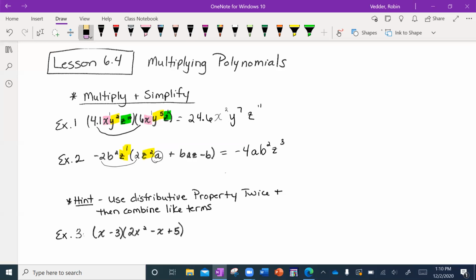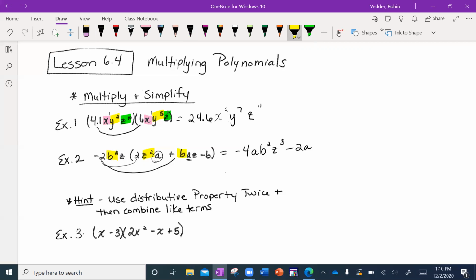All right, moving on to the middle term. With this one, there's an understood 1 here, but when we multiply the coefficients together, 1 times negative 2 is just going to give us negative 2. Now let's do our variables. A comes first, and there's no a's here, so it's just going to be a. Then b.